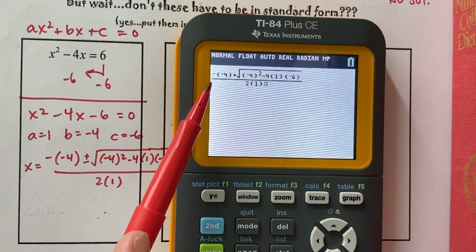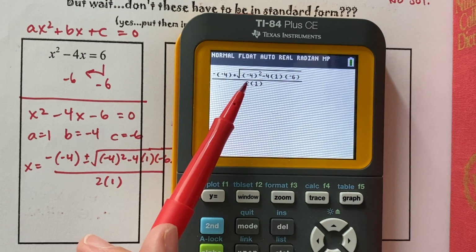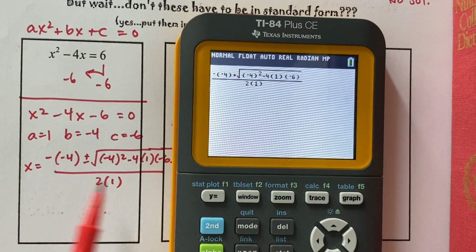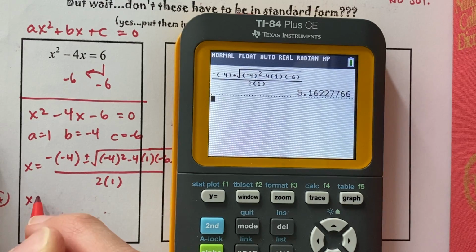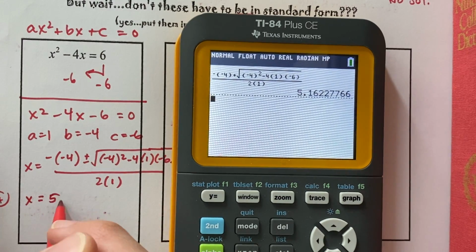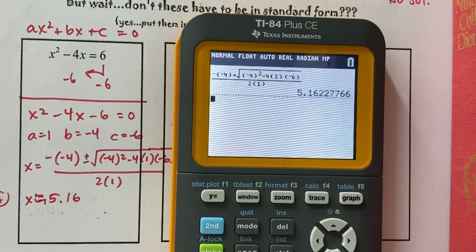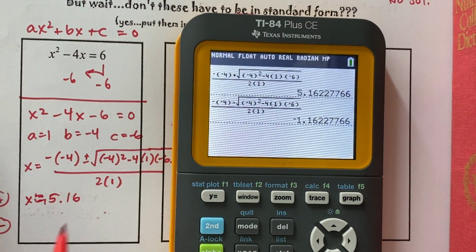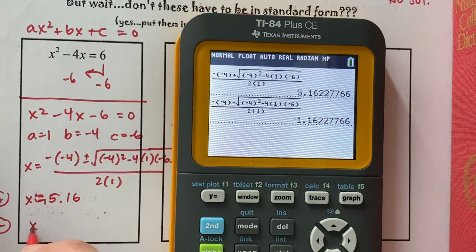Make sure everything's cool. So I have negative 4 plus negative 4 squared, that's in parentheses, minus 4 times 1 times negative 6 over 2 times 1. That's what I have here. Life is good. Hit enter. And my plus x is 5.16, again, approximately. Hit second, enter, pull that back up. Get over to between or right before the square root symbol. Hit minus, hit enter again. And my second one, my minus between, x is approximately equal to negative 1.16.